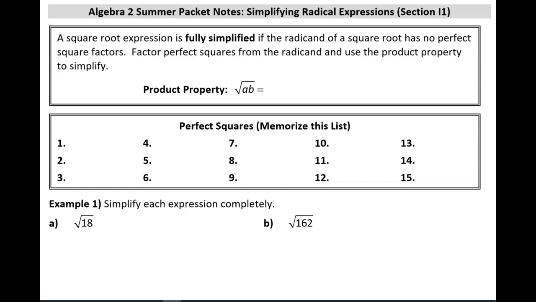In this section, we'll learn how to simplify radical expressions, and more specifically, square root expressions. A square root expression is considered fully simplified if the radicand, which is the number inside the radical, has no perfect square factors. So we're going to factor perfect squares out from the radicand and use the product property to simplify. The product property is that if you have the square root of a times b, that's equal to the square root of a times the square root of b.